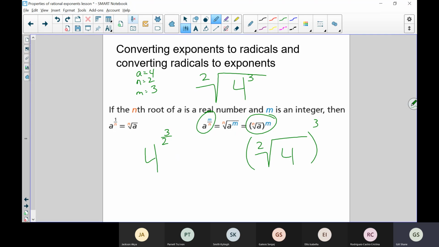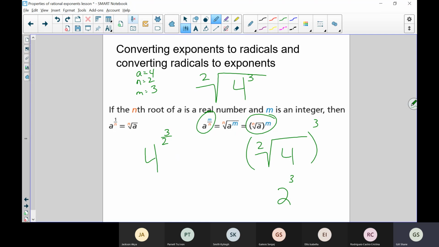But here's what we can now do. What's in the parentheses? That's the square root of 4. Don't we know what the square root of 4 is? What's the square root of 4? So we could just say, okay, I know what that is. I could solve that part real quick, and I would get 2. Now I don't really need the parentheses anymore. So it's just basically 2 raised to the 3rd power is my answer.